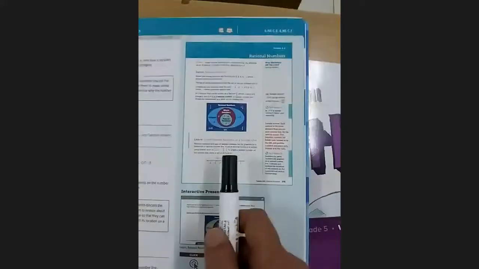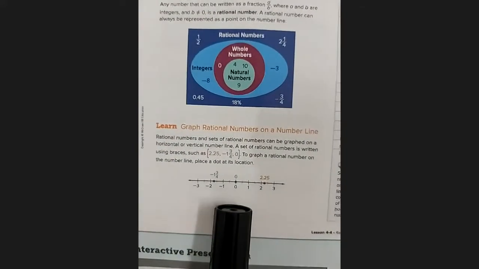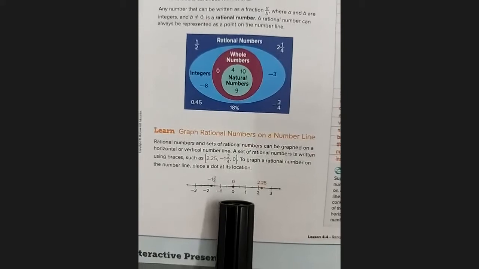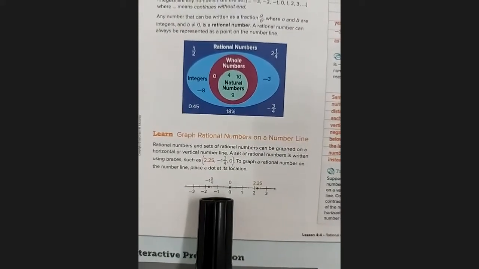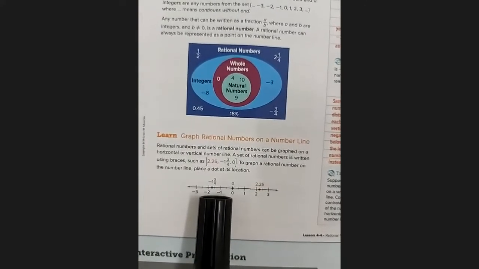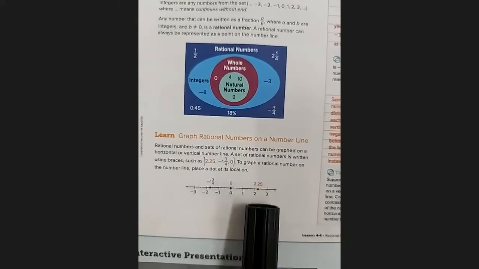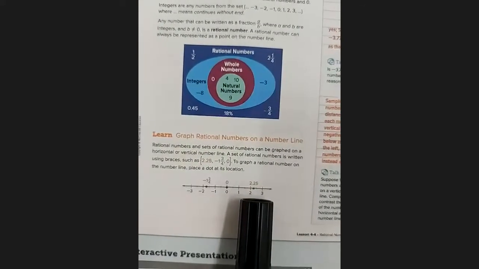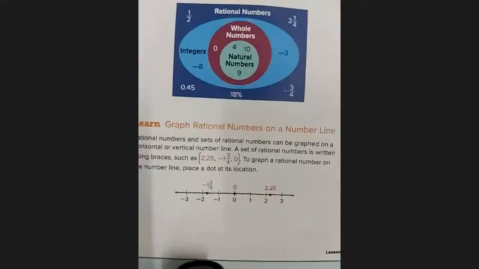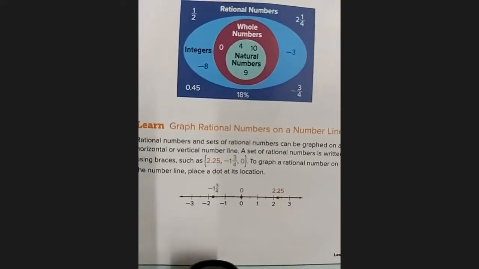To graph a rational number on the number line, place a dot at its location. Look, guys, here on this number line, we know the place of the 0. Now negative 1 and 3 over 4 is a little bit before negative 2. 2 and 2/5 is a little bit after the 2. Got it? Mister, how did you know the place of negative 1 and 3 over 4?